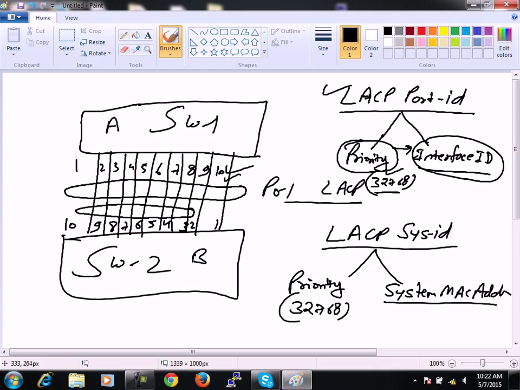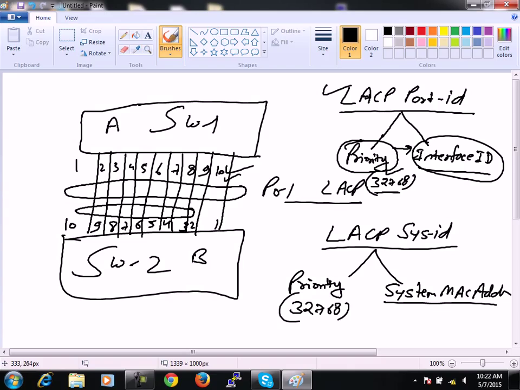So in case switches are conflicting in the election of active ports, in that case, first of all, they will compare their LACP system ID. A switch having the lower LACP system ID will be responsible to elect active ports for your EtherChannel. So in this way, LACP works actually. And the rest of the things I will discuss during the practicals only. That's enough for us to understand, right?